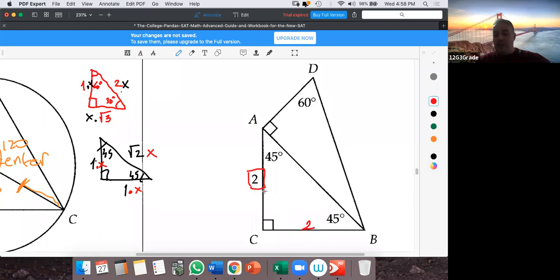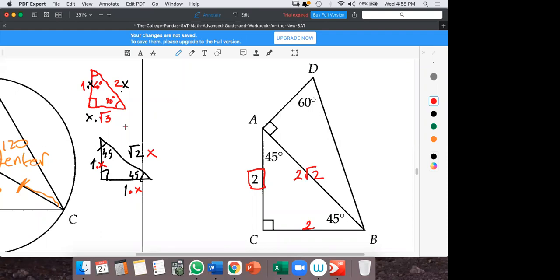Now this is a special triangle. Look, 1, 1, root 2; 2, 2, 2 root 2. I mean x, x, x times root 2. Any question? No. Any question for this? No, sir. And then the other triangle.